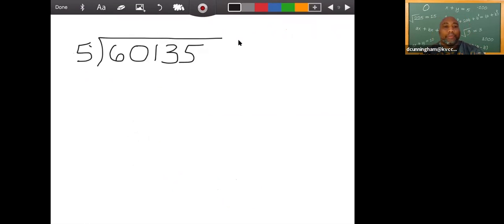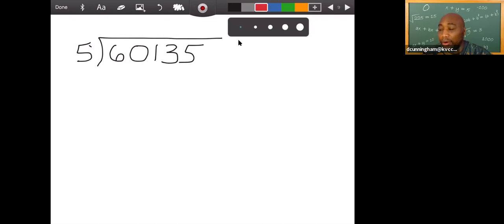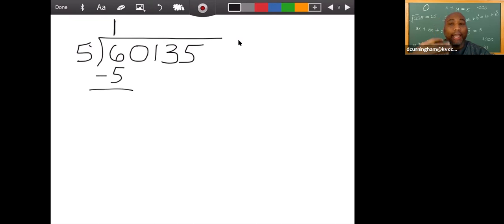Let's do one more division problem. And we're going to say 5. How many times does 5 go into this number? This particular number is 60,135. How many times does it go into there? So first thing I'm going to do is see, does 5 go into 6, the first digit, without going over? And it does. 5 can go into 6. How many times without going over? In this case, is 1 time. Because 1 times 5, we multiply, is 5, and then we subtract. Multiply, subtract.